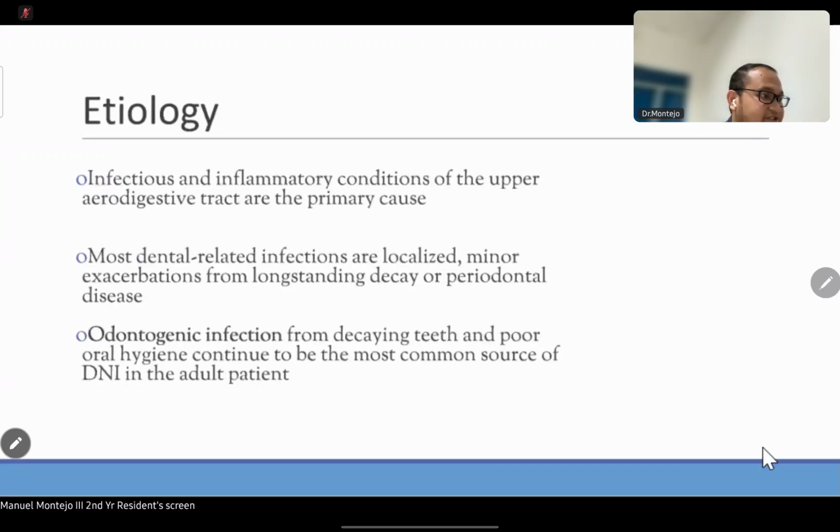So etiology. For pediatric patients, usually it is infectious or inflammatory in the upper aerodigestive tract. So that is the primary cause in pediatric patients. While for adult patients, usually it's odontogenic, or from neglected dental caries.